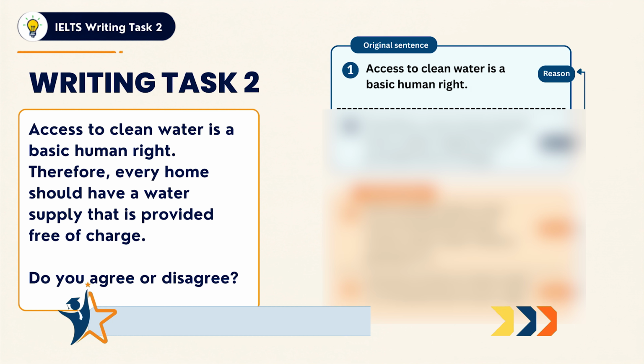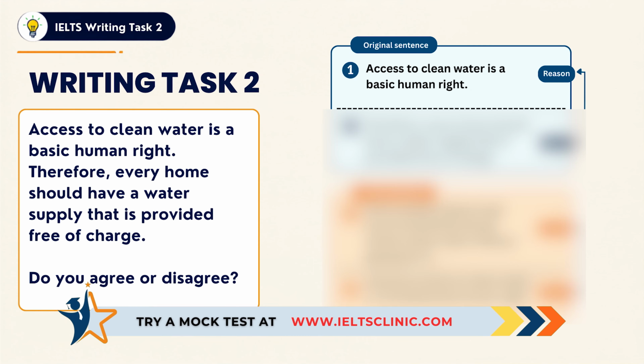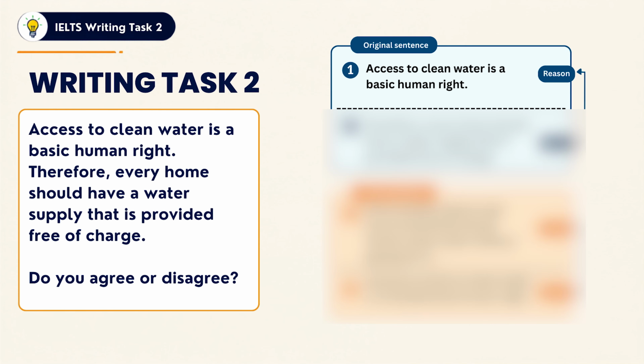How do I know? Well, the answer is easy. Simply ask yourself this question. Why should every home have a water supply that is provided free of charge? The answer is because access to clean water is a basic human right. That's why I say this sentence gives us the reason.